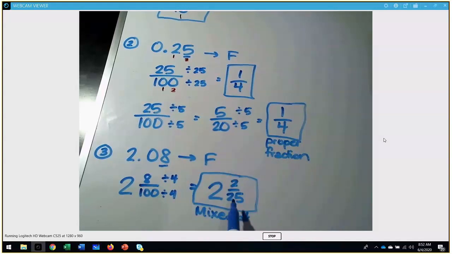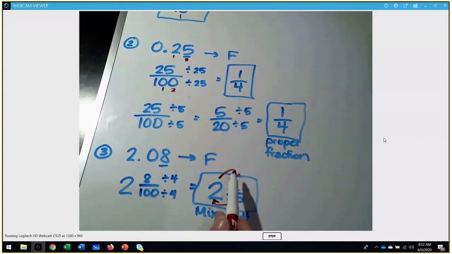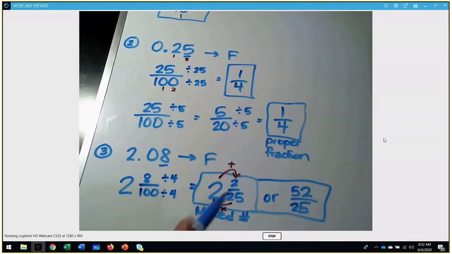And you can convert to improper fraction form from mixed number form by multiplying the denominator times the whole number and then adding the numerator. So you add here, then you multiply down here to convert. So this would look like 25 times 2, which is 50, plus 2 is 52. And the denominator stays. And these two things are equivalent, so you could give either answer and it would be fine.